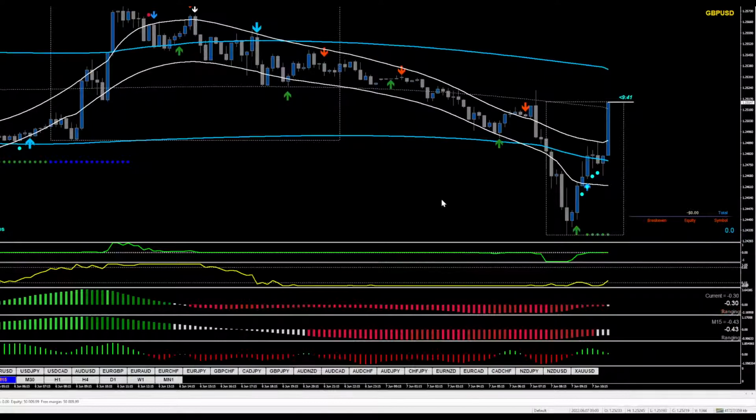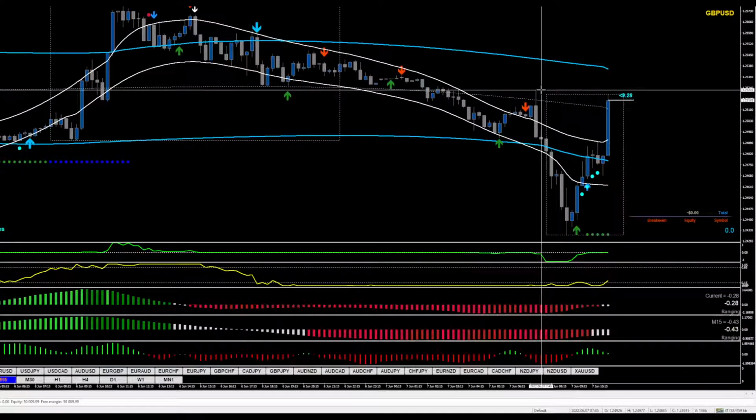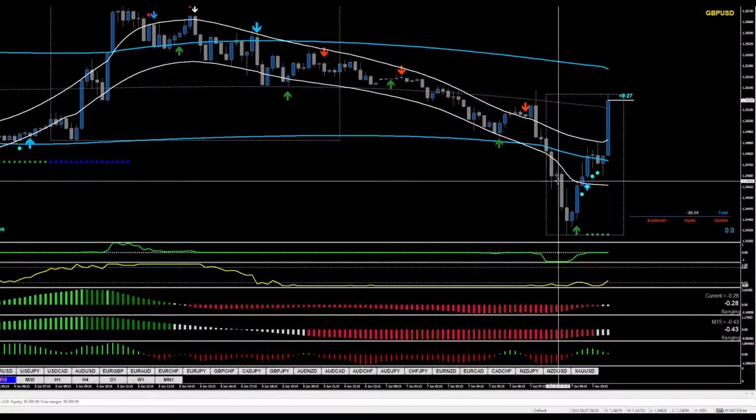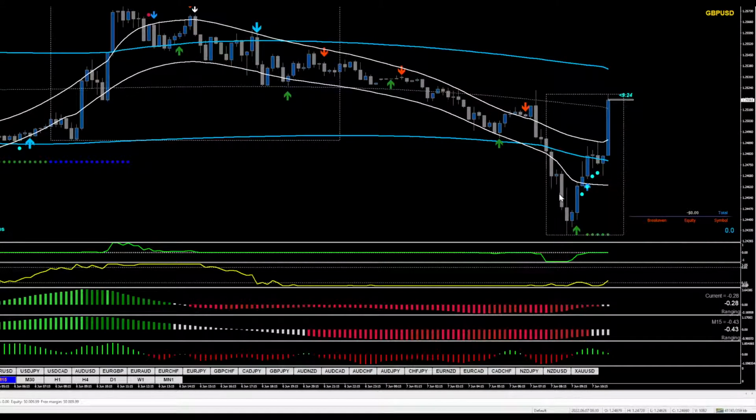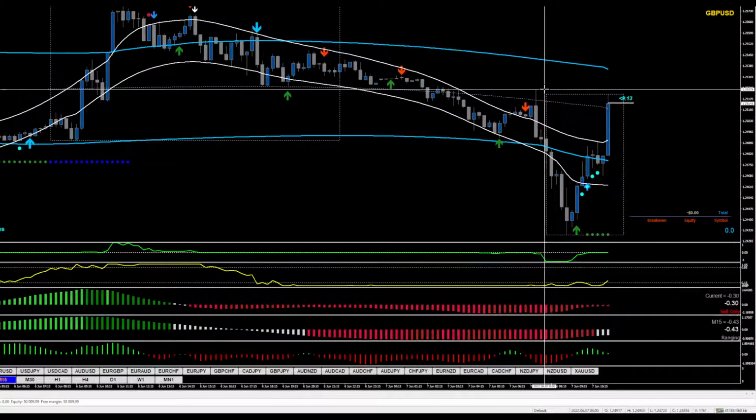What is GBP USD doing? It doesn't even take a break. It just broke this. Maybe it needs to break this high and then comes back. But I would consider this, well, more like an inside candle. Well, let's see what happens. There's always something new. But it didn't break that high. Interesting.